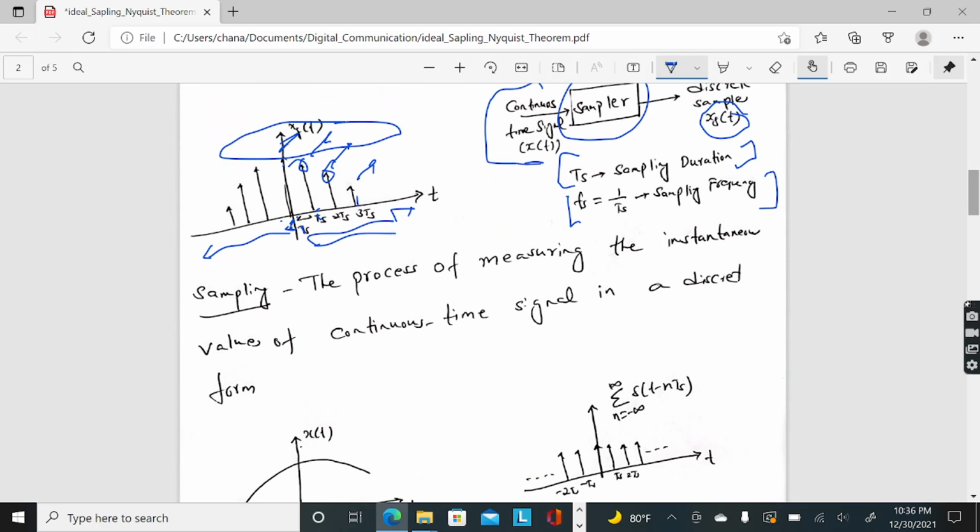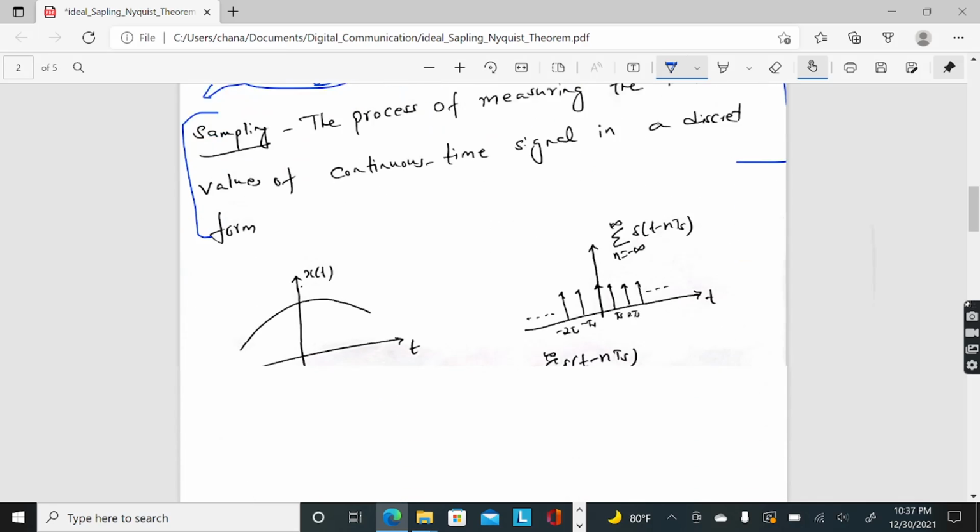Let's define it before we go further. The definition of sampling is the process of measuring the instantaneous values of a continuous time signal in a discrete form, as we discussed just now. Let's now see how we mathematically represent the output of a sampler block. This x delta of t, how do I mathematically represent it?